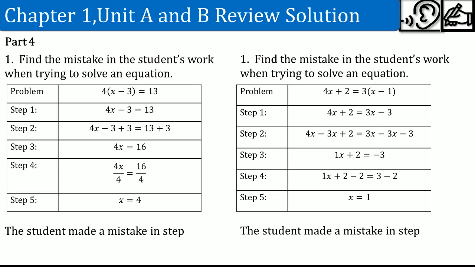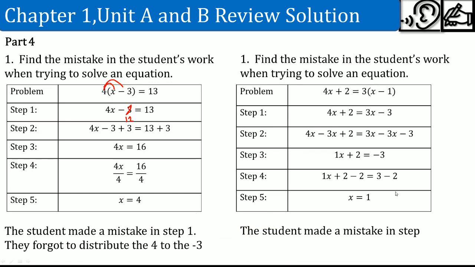Part 4. Here, you're finding the mistake in the student's work. The first one is in step 1. It is in the parentheses because it's 4 times x and 4 times negative 3. This should be a negative 12. They forgot to distribute the 4 to the negative 3.